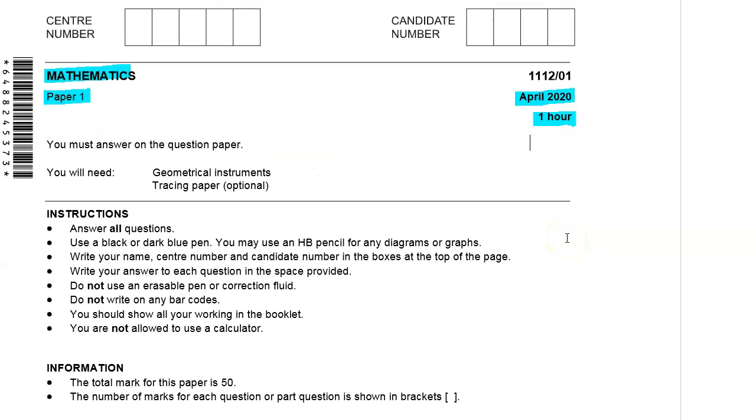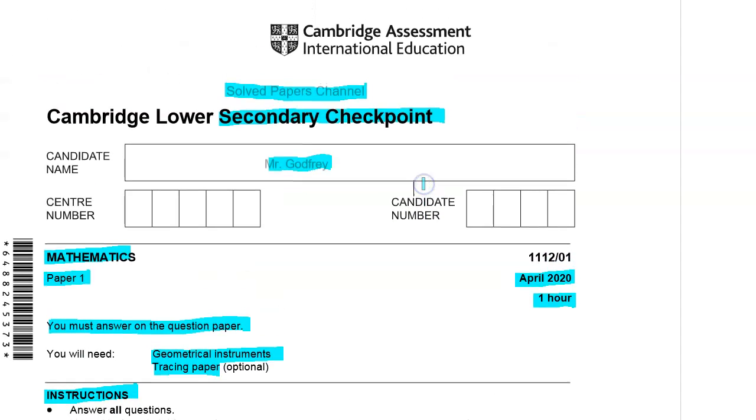It's always good to get the instructions correct. You can see you're supposed to answer on the question paper. You'll need geometrical instruments and a tracing paper, which is optional. Note here, you're not allowed to use a calculator in this paper. This paper is 50 marks, and you need to look at the other instructions correctly so that you don't get penalized for no good reason. This is Cambridge International Education, you can see right there.